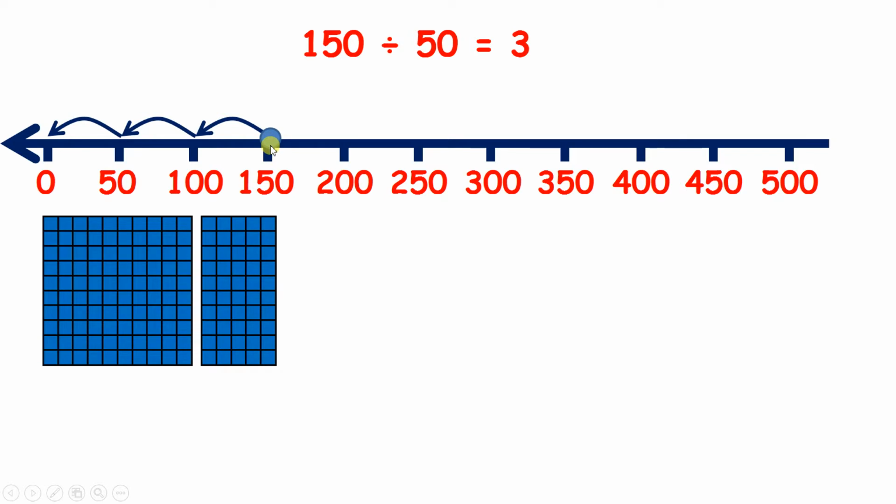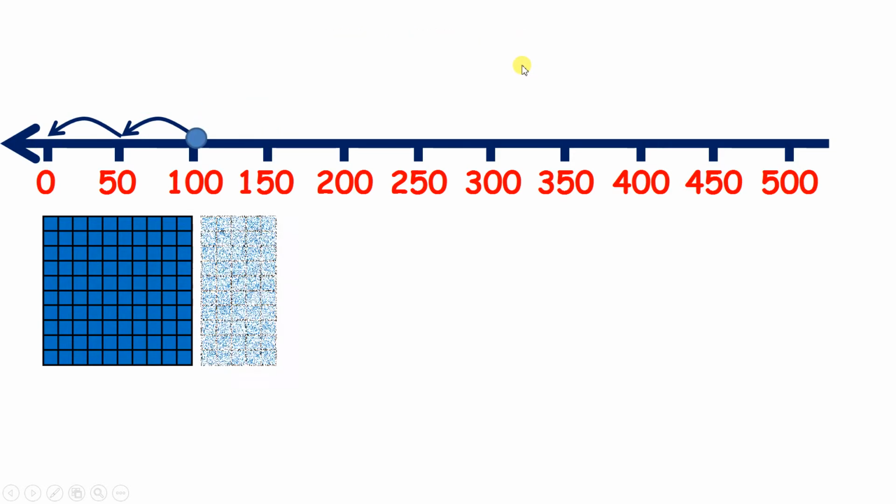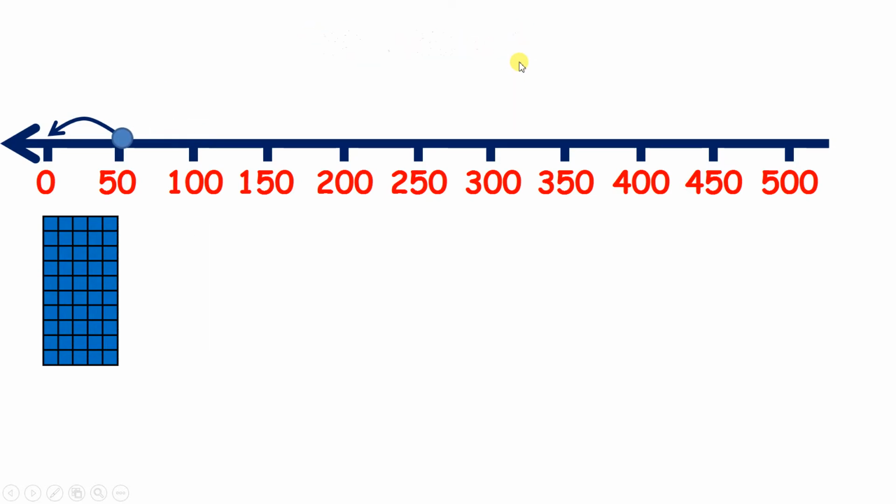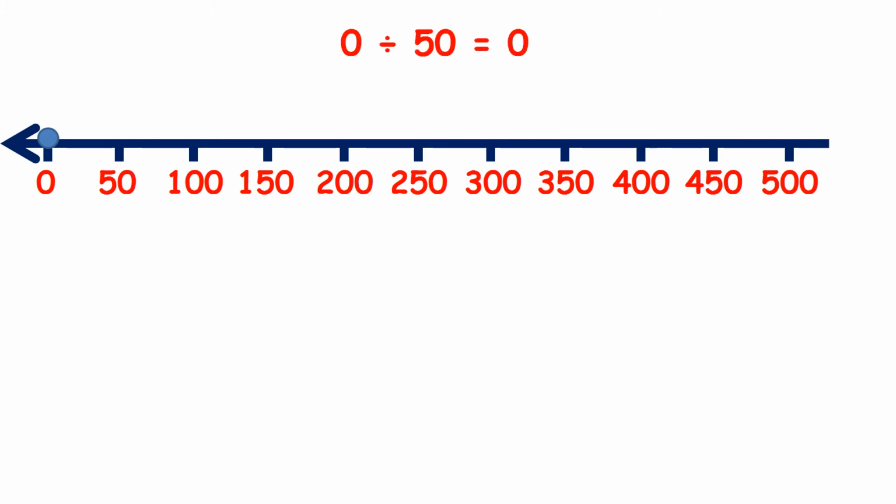Because if we have 150, we can take away 50 3 times to get to 0. 100 divided by 50 is 2, because if we have 100, we can take away 50 twice to get to 0. 50 divided by 50 is 1. 0 divided by 50 is 0.